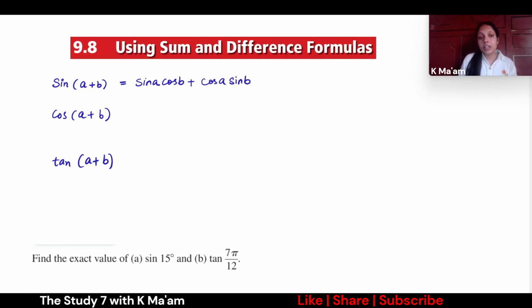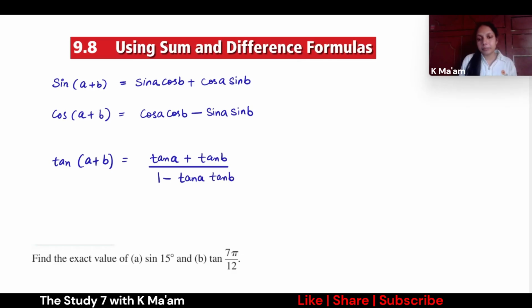sine B. For cos of A plus B, it will be cos A cos B minus sine A sine B. In the case of cos, if it is a plus, you have to choose minus. For tangent, it's tan of A plus tan of B over 1 minus tan A times tan B. These are the formulas for addition.